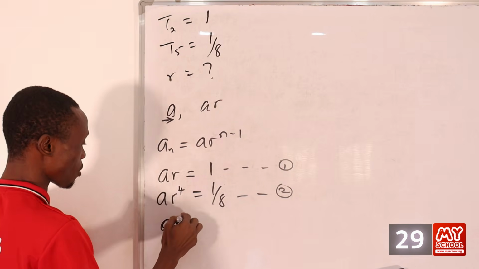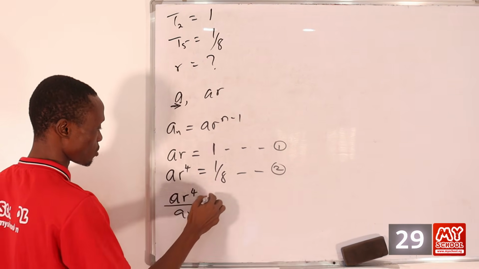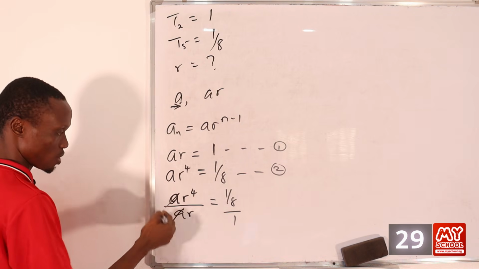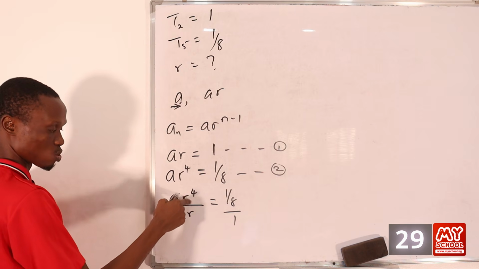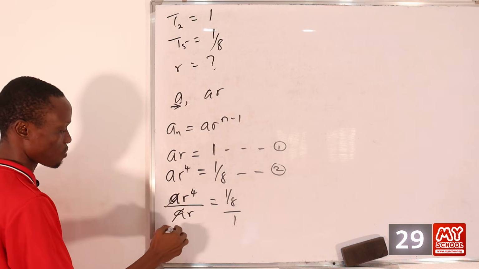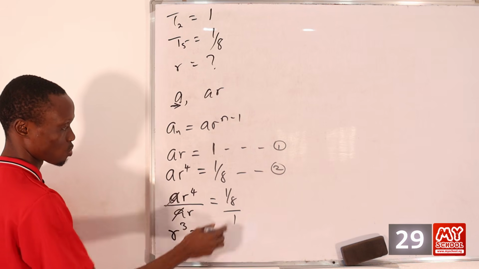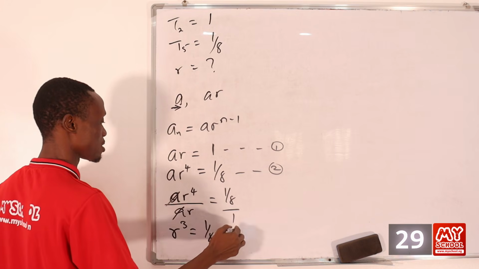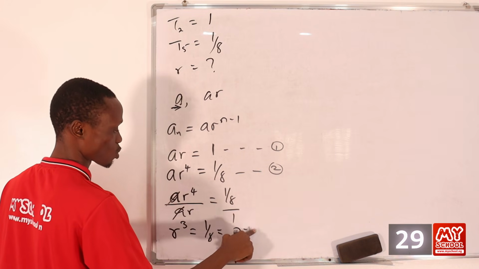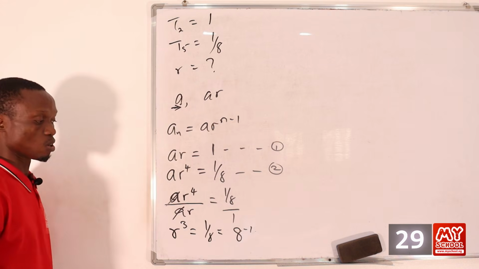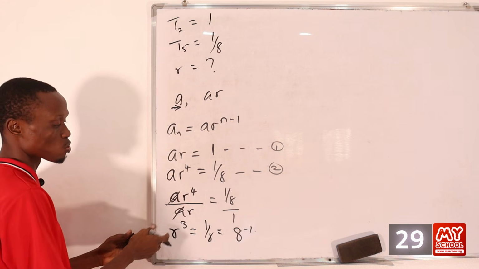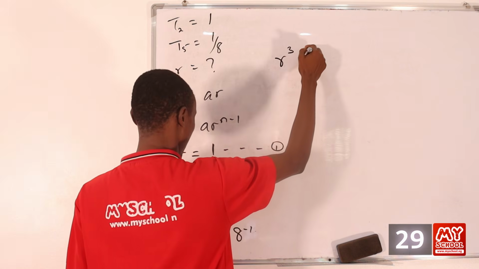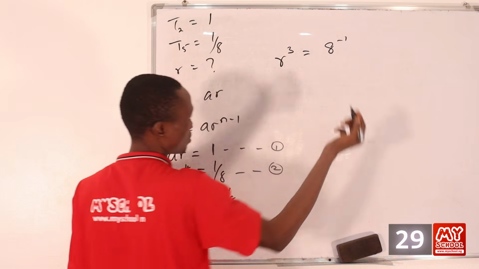So that will be having ar raised to power 4 divided by ar is equal to 1 over 8 divided by 1. So a will kill off a. Of course, here we can apply the law of indices, so we'll be having r raised to power 3 is equal to 1 over 8. But remember that 1 over 8 is still the same thing as 8 raised to power minus 1, from the law of indices. So we have to take the cube root of both sides to get the value of r. So you'll have r raised to power 3 is equal to 8 raised to power minus 1.